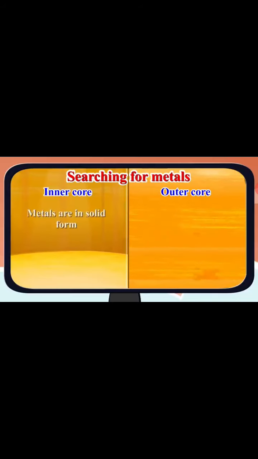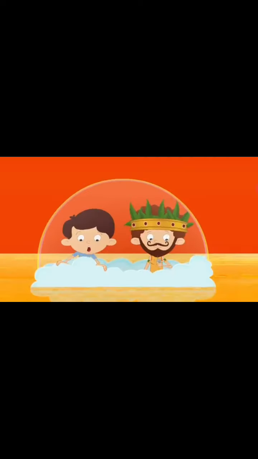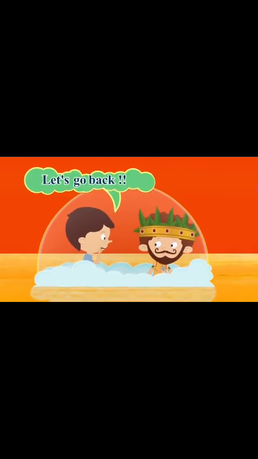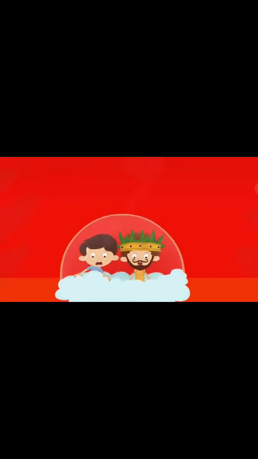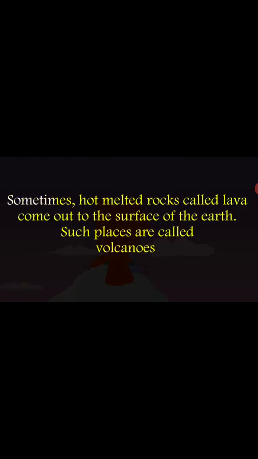Inner core: metals are in solid form, nickel and iron. Outer core: metals are in molten form, nickel and iron. These are the differences. Let's go back. Sometimes hot melted rocks called lava come out to the surface of the Earth. Such places are called volcanoes.